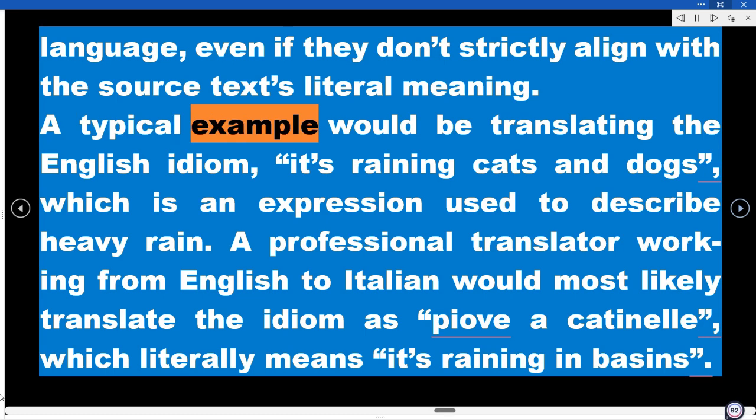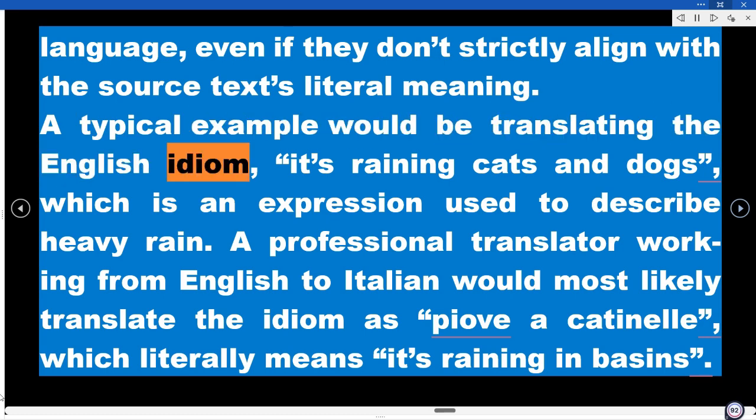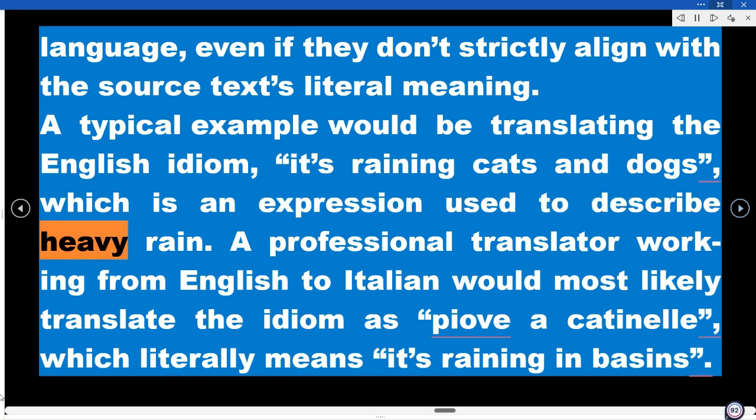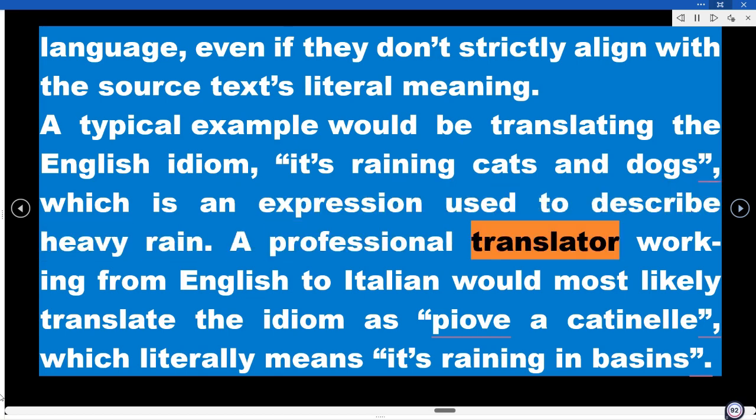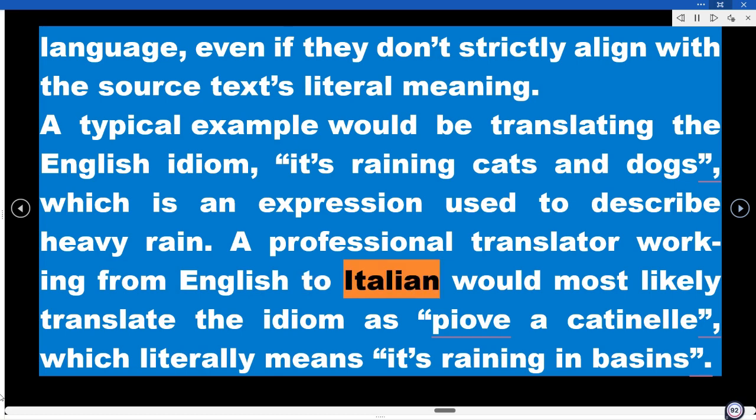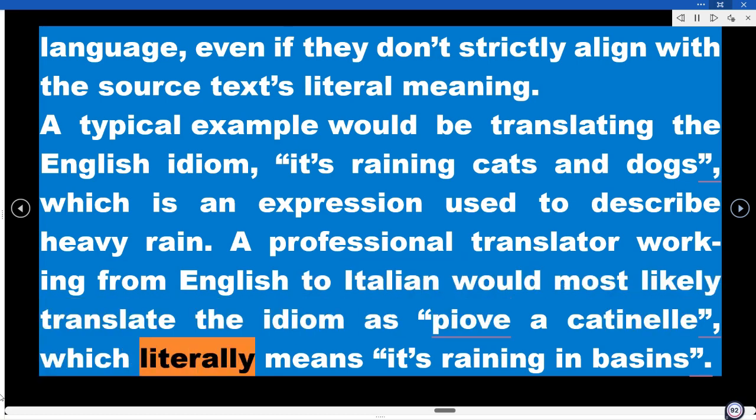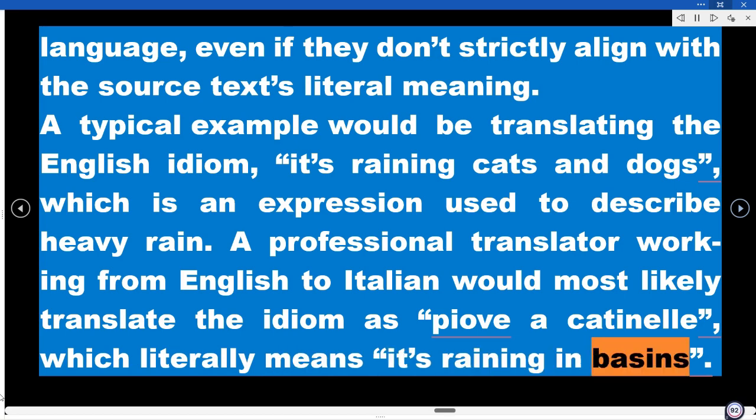A typical example would be translating the English idiom, "It's raining cats and dogs," which is an expression used to describe heavy rain. A professional translator working from English to Italian would most likely translate the idiom as "piove a catinelle," which literally means it's raining in basins.